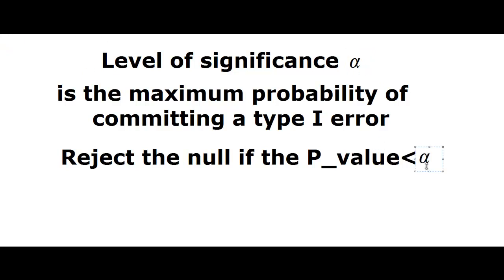For example, if alpha is say 0.01, then we are conducting our test in a way that the probability of our committing a type 1 error is no more than 0.01, or in other words, we'll make our decision in a way that the probability of us rejecting a true null is no more than 0.01.